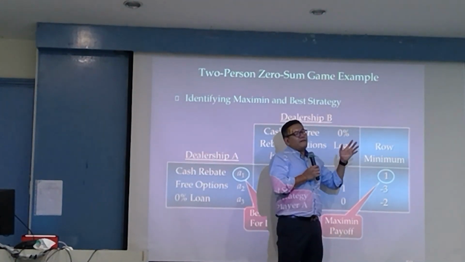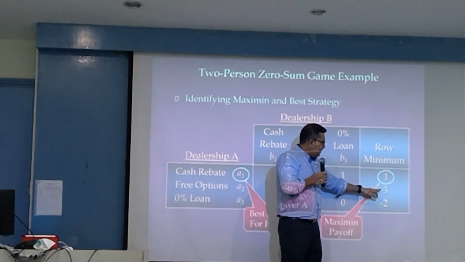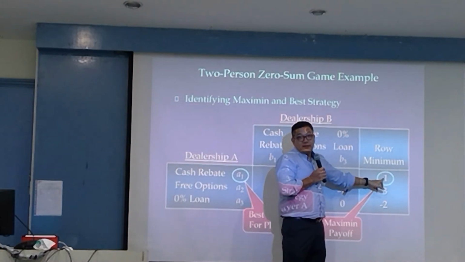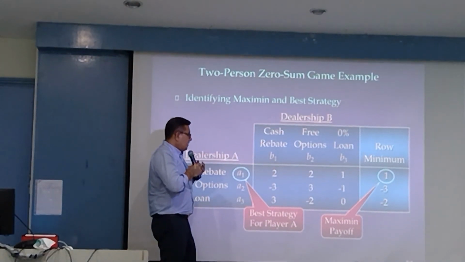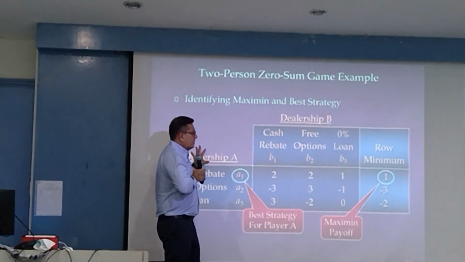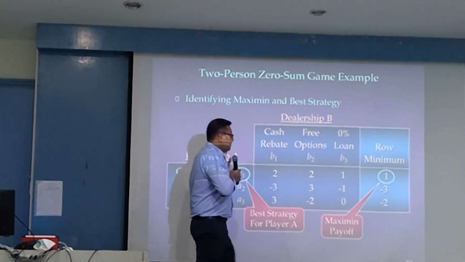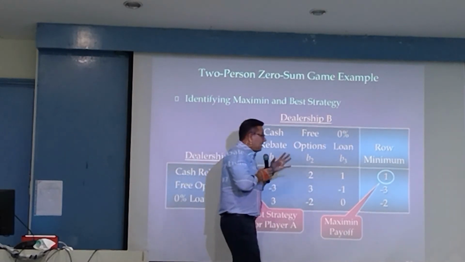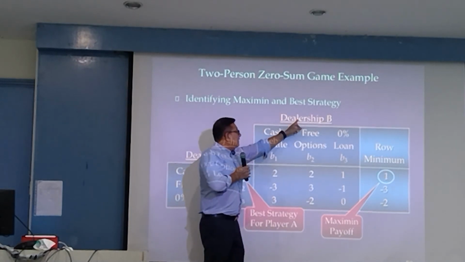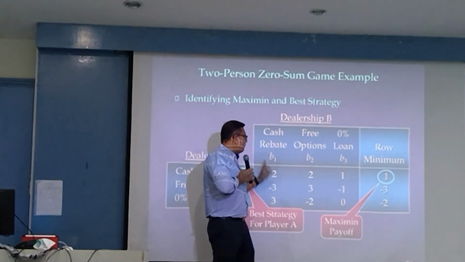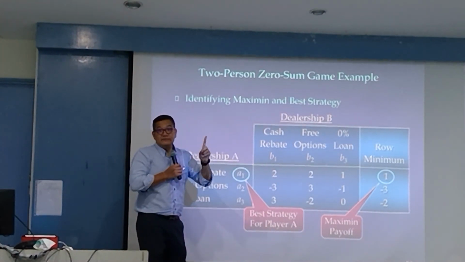So using the concept of maximum, comparing among 1, -3, and -2, the highest one is 1, right? So in this case, the best strategy for dealership A is A1, because with A1, dealership A can at least guarantee 1%, no matter what strategy dealership B uses.